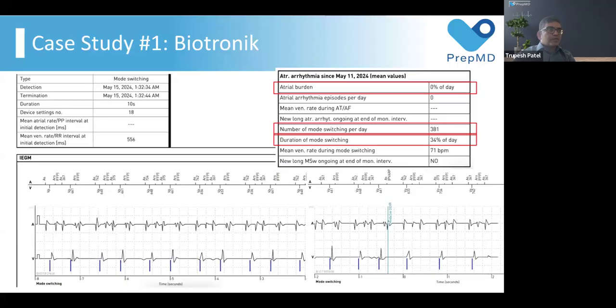But when we take a closer look at this episode, we notice on the top right that the atrial burden is 0%. However, the duration of the mode switching is 34% of the day, or 1/3 of the time the patient is in a mode switch. So let's go to the next slide, please.